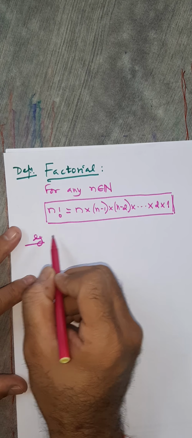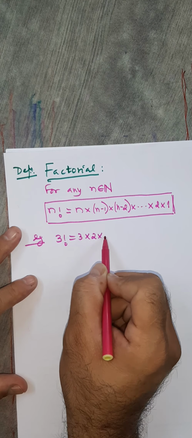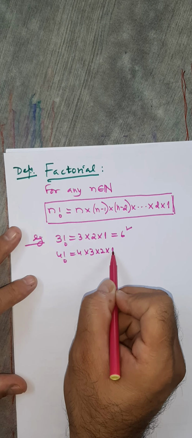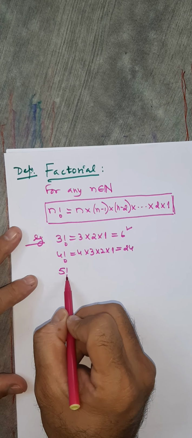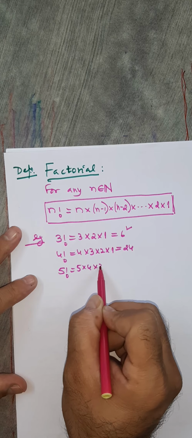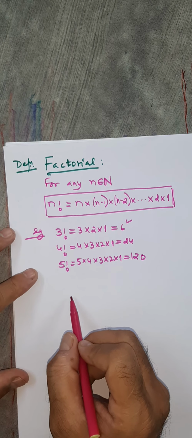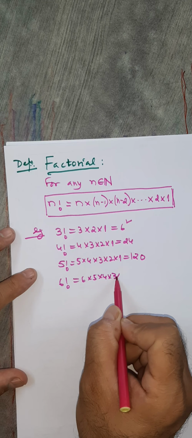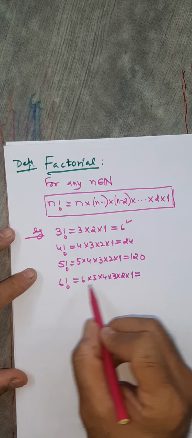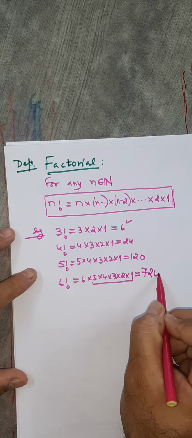For example, what is 3 factorial? That is 3 into 2 into 1, only positive integers, which is 6. 3 factorial is 6. What is 4 factorial? 4 into 3 into 2 into 1. So this is 6 into 4, 24. What is 5 factorial? That is 5 into 4 into 3 into 2 into 1. Product of all this, 120. What is 6 factorial? That is 6 into 5 into 4 into 3 into 2 into 1. So 6 factorial is 120 into 6, which is 720.